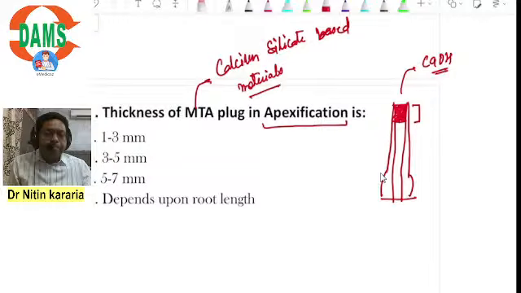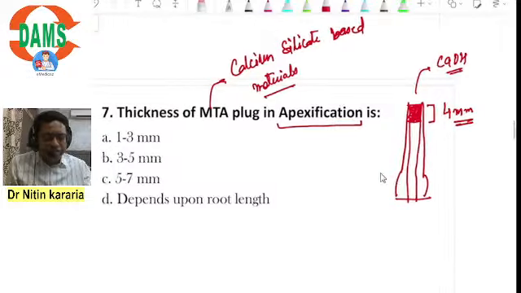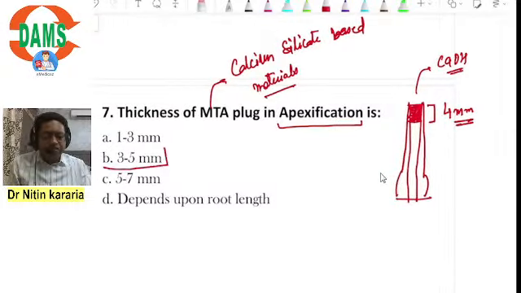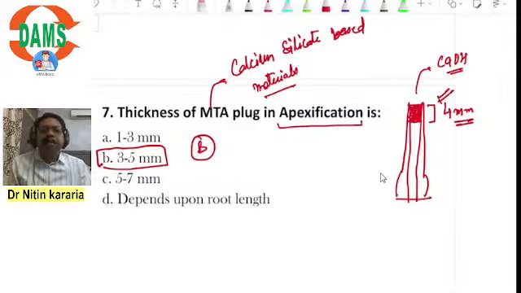Generally, the thickness of apical plug is 4 mm, which is done in cases of apexification. So if we look at the options, 3 to 5 mm is the range that is the best possible answer over here. If a single option you have to choose, and if they come, then 4 mm is the standard thickness of the MTA apical plug recommended for apexification.